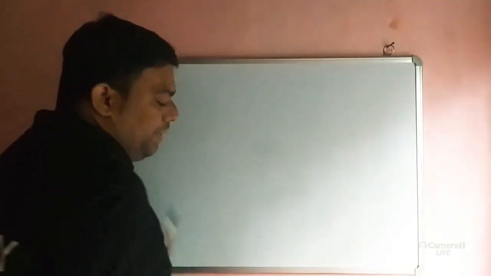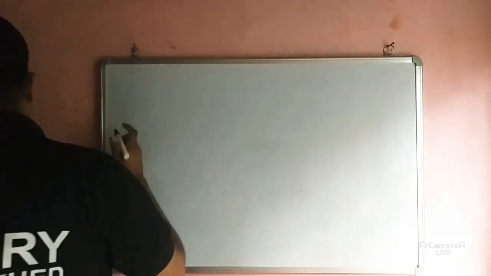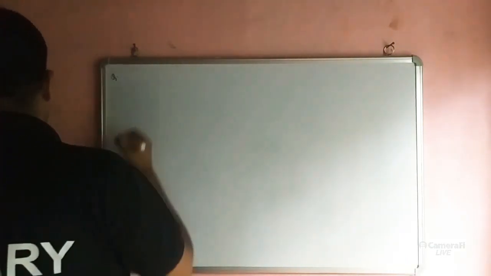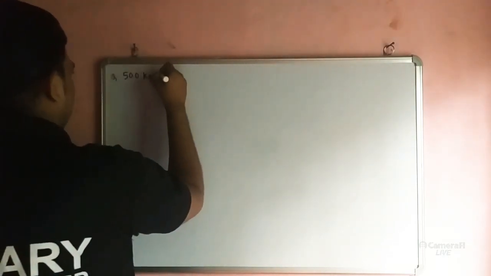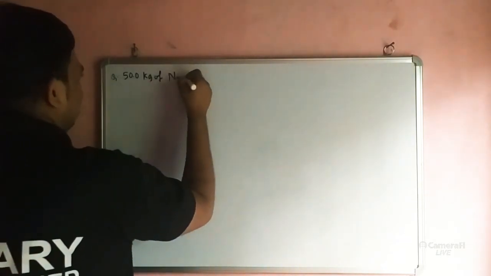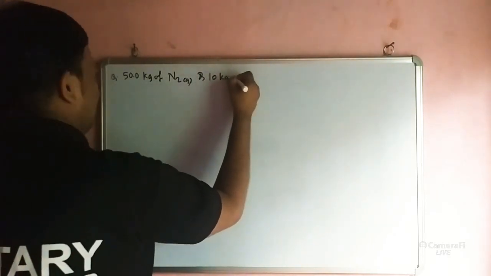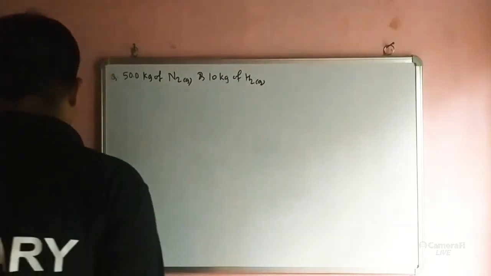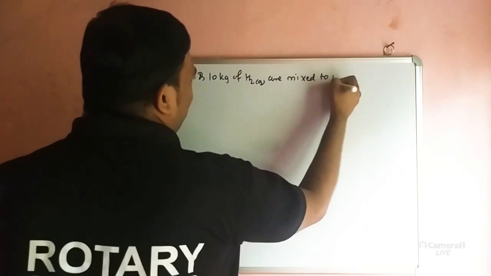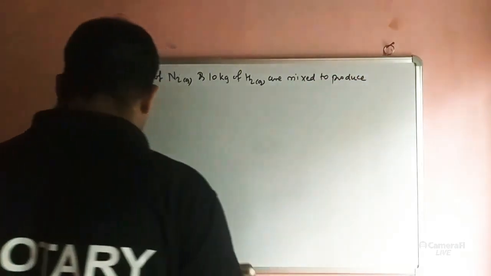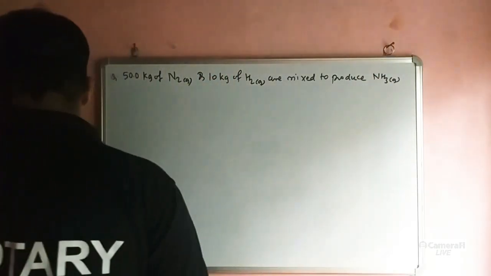See beta, limiting reactant. We will solve one more numerical here. They gave one question like this: 50 kg of N2 gaseous and 10 kg of H2 gaseous are mixed to produce ammonia gas.